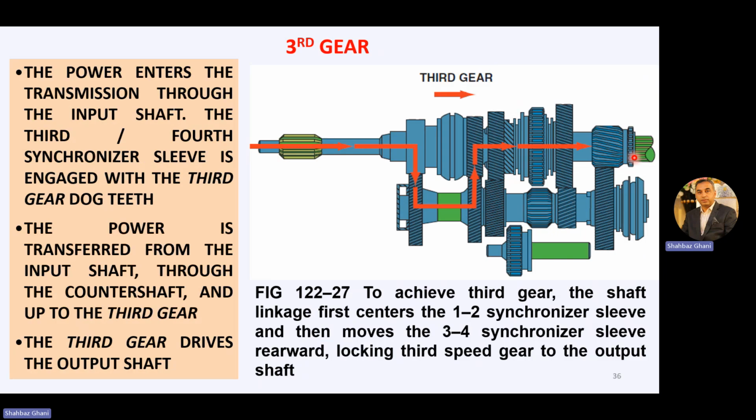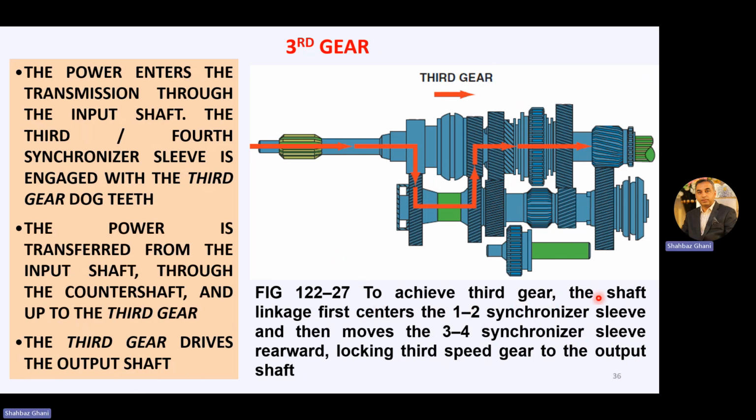In third gear, the power enters the transmission through the input shaft. The third and fourth synchronizer sleeve is engaged with the third gear dog teeth. The power is transferred from the input shaft through the counter shaft and up to the third gear. The third gear drives the output shaft.